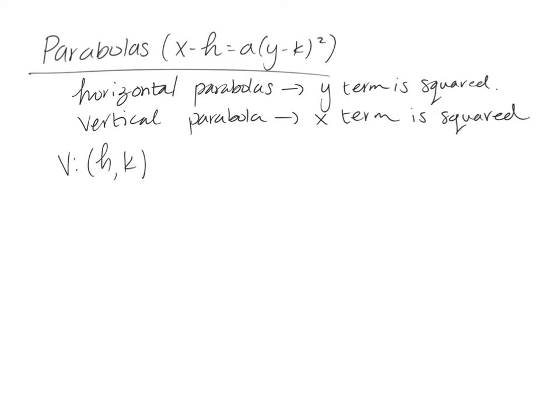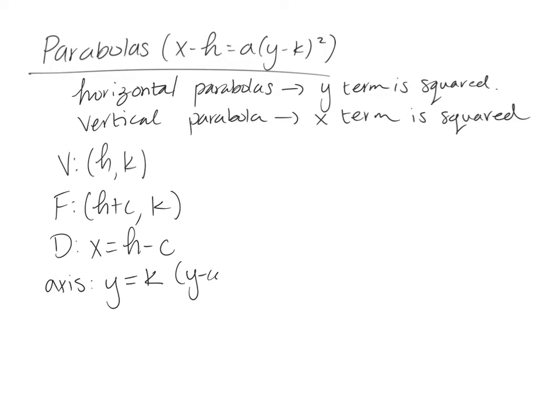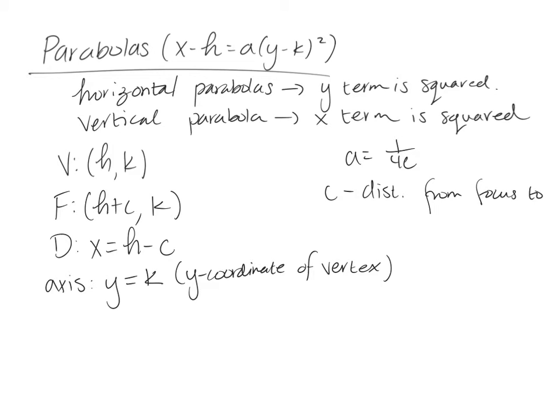And then our focus is h plus c comma k. Our directrix is x equals h minus c, and our axis of symmetry is the y-coordinate of our vertex. The other things to remember is that a has to be equal to 1 over 4c, and c is the distance from focus to vertex, and vertex to directrix. Those two don't change no matter whether you have a horizontal or a vertical parabola. They're exactly the same, always, okay?